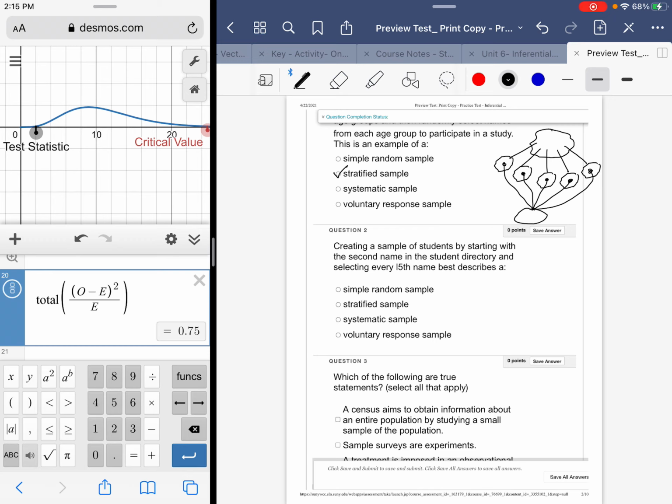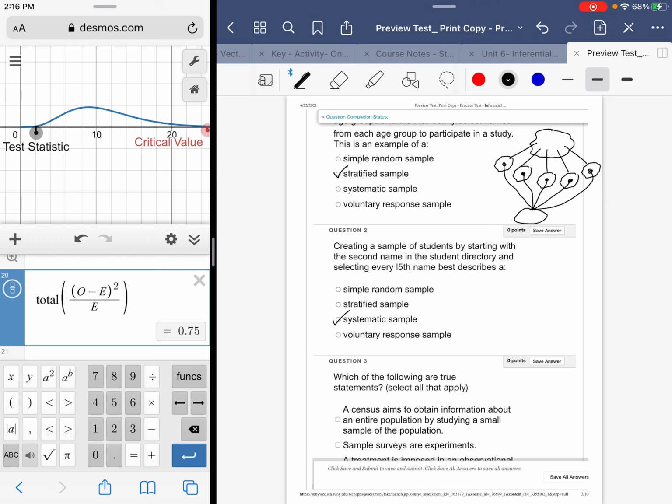All right, number 2, creating a sample of students by starting with the second name in the student directory and selecting every 15th name is best described as a systematic sample. All right, so whenever you're looking at the sequence of individuals based off of some predetermined criteria, that's going to be a systematic sample. All right, it looks like a little typo there. That should be a 1.5 instead of an I5. Not on the highway here.